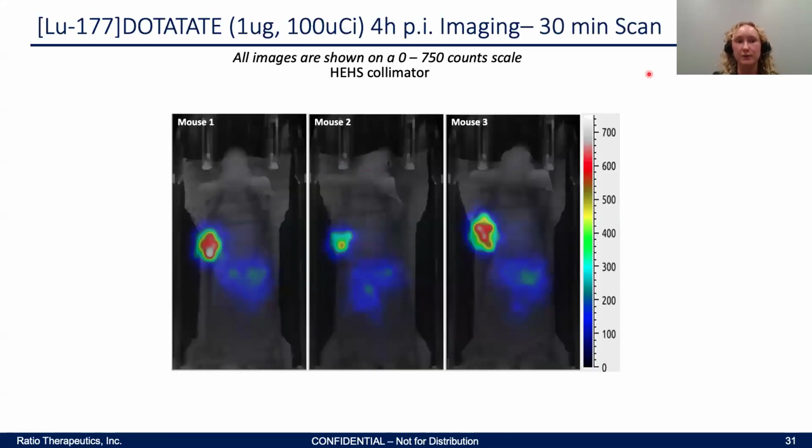So getting into the lutetium dotatate mice that we were able to perform this study on so far, these are the images that we gathered. A 30-minute imaging session yielded a very clear tumor uptake in all 3 mice and also very clear kidney signal in that kidney region.